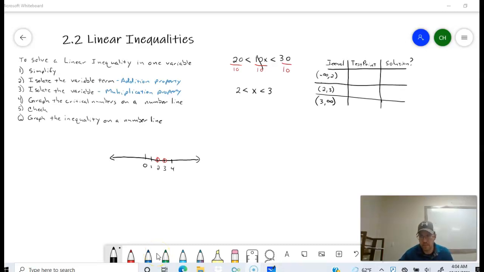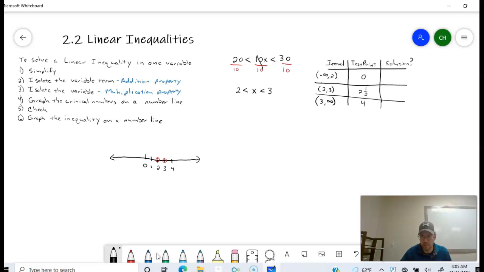Alright, so I'm going to pick a test point inside each one of these intervals. If I go from negative infinity to positive 2, 0 is in that interval. From 2 to 3, let's pick 2.5, right in the middle. And then from 3 to infinity, we'll pick 4. So I'm going to test each one of those.